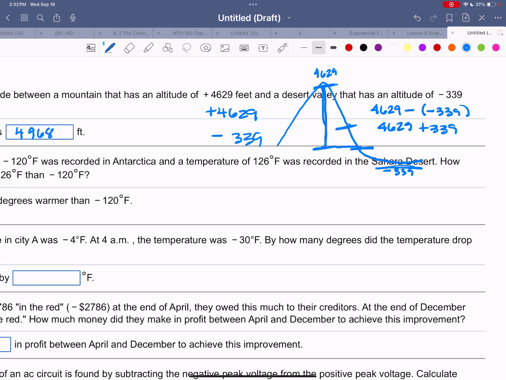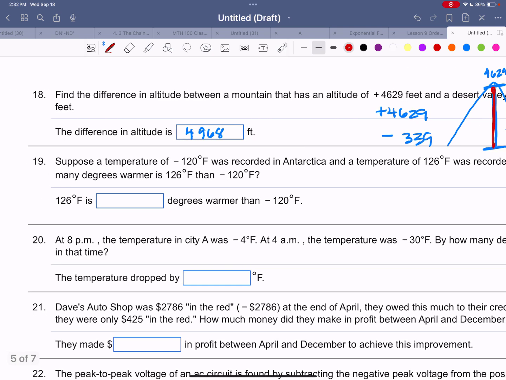But we want to know this. They want to know this total height here along with here. What's the difference in that altitude? You have to go from that peak down to that valley, you have to go 4968 feet.